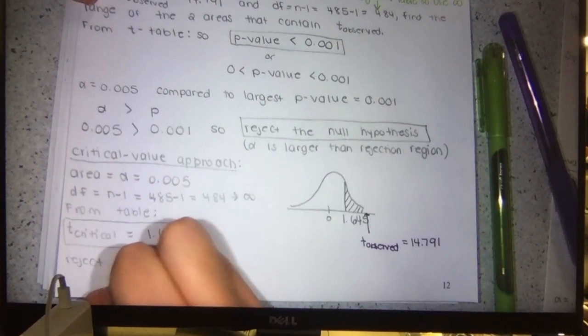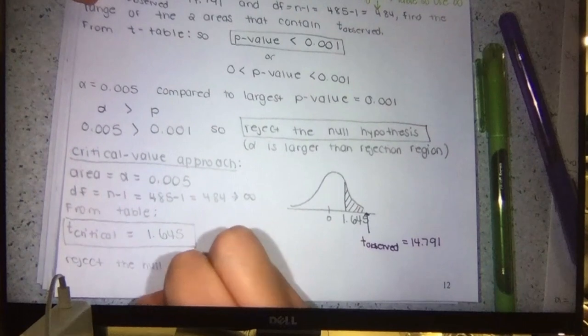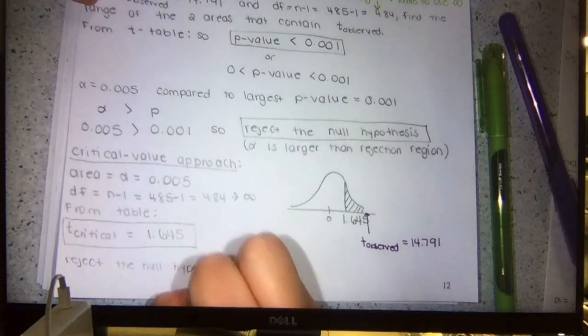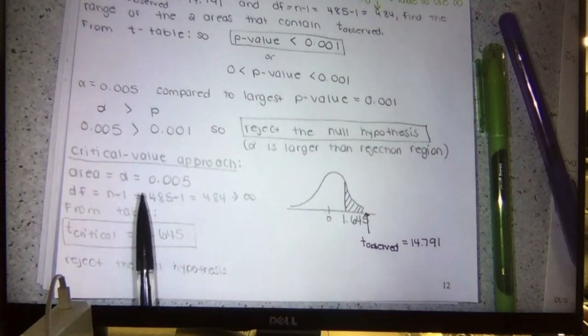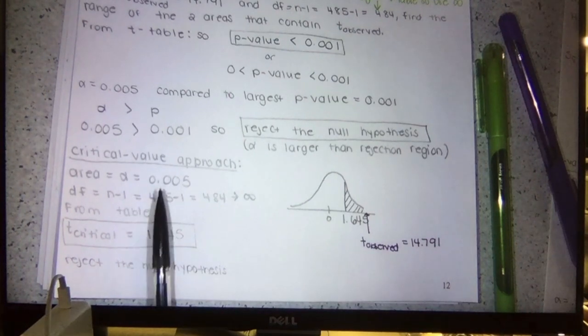Where did you get 1.645? So going to our T table, our area is 0.005. 2.576.